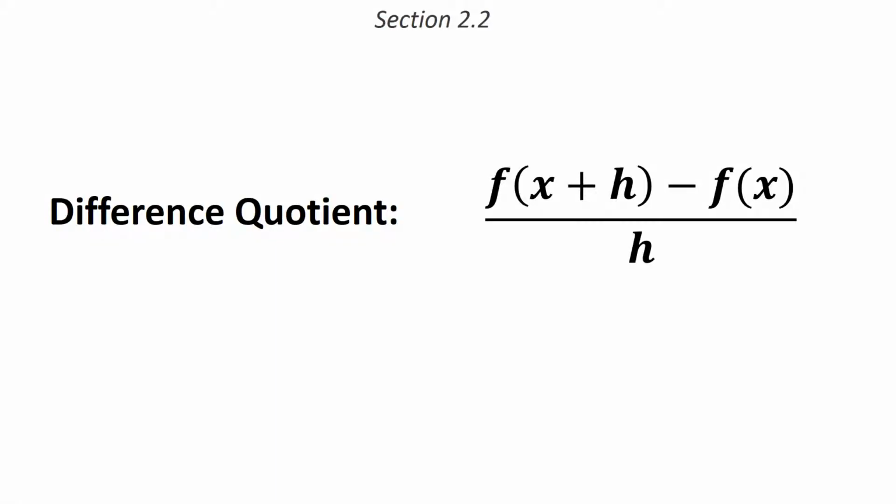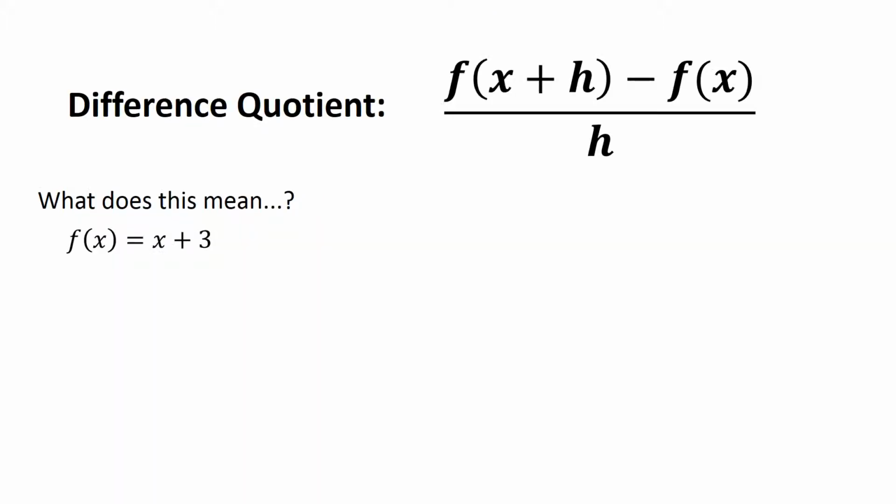The difference quotient is f of x plus h minus f of x, the whole thing divided by h. Let's see what that really means. Again, we see the difference quotient is f of x plus h minus f of x all divided by h. So again, what does this really mean?